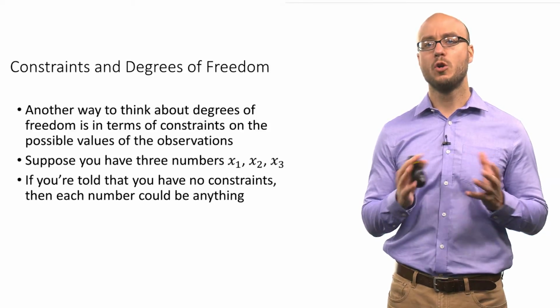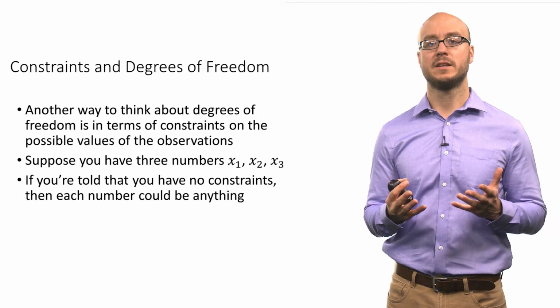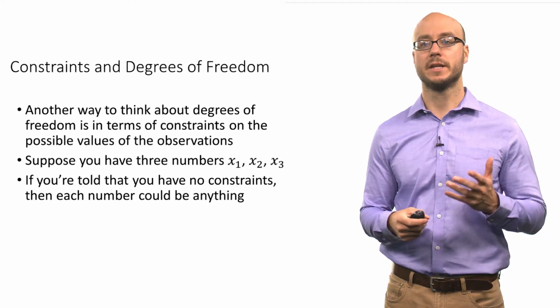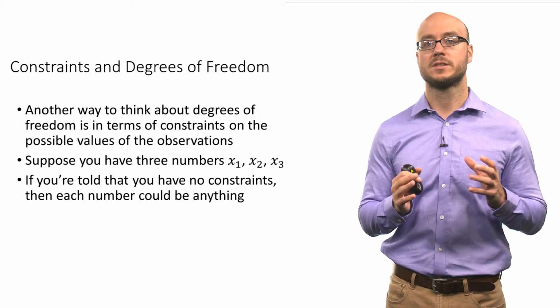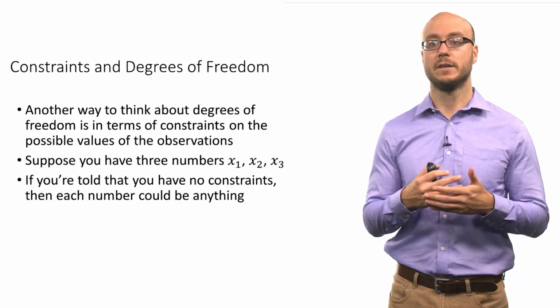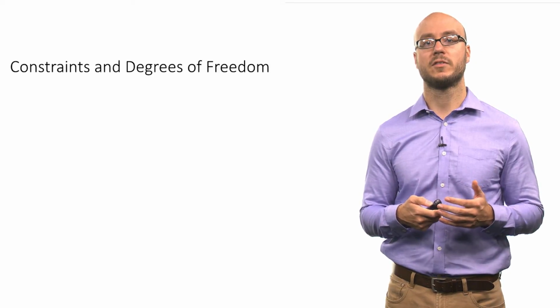If you're told that you have no constraints, then each number could be anything. That first number could be 1, the second number could be 5, the next number could be 1,000,000. So you have no constraints. If you have no constraints, these values are free to vary. Okay? There are 3 independent pieces of information.